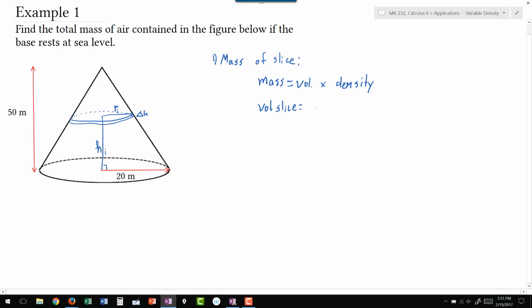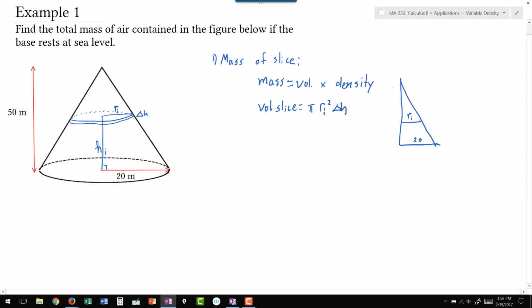The volume of a slice is something we've done many times with disks. This is going to be pi times the radius squared times delta h. But we don't want to have more than one variable, so we're going to get r sub i in terms of h sub i. We'll do so using similar triangles.